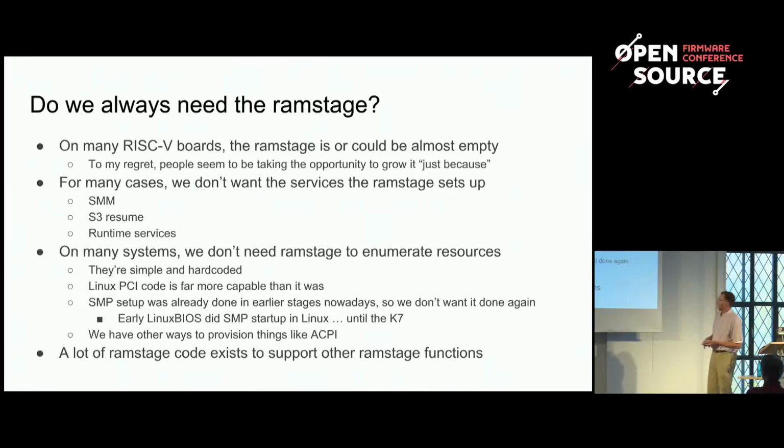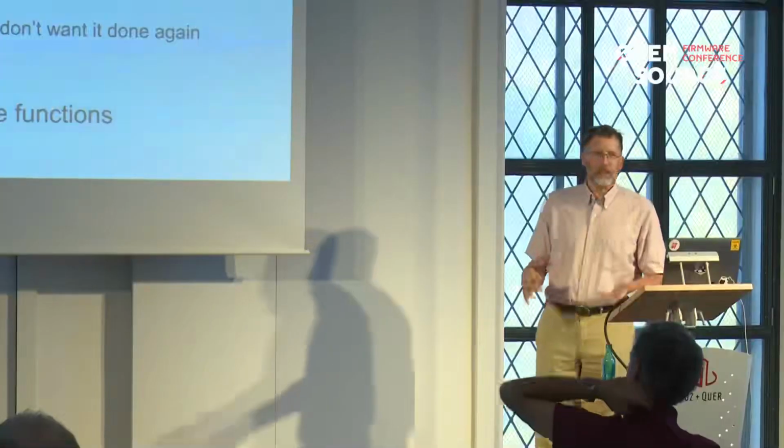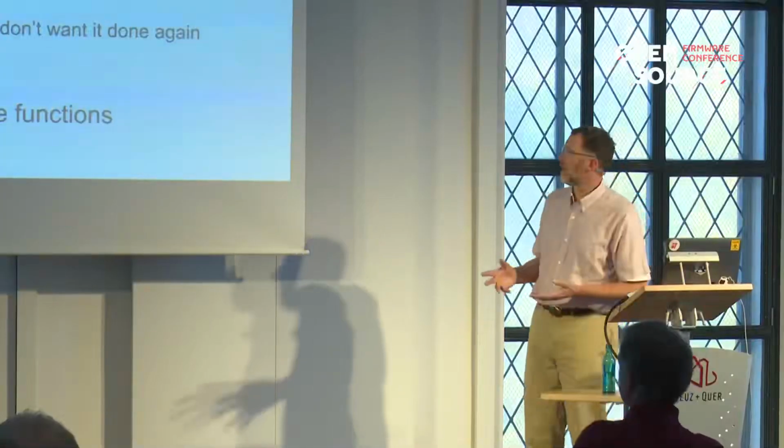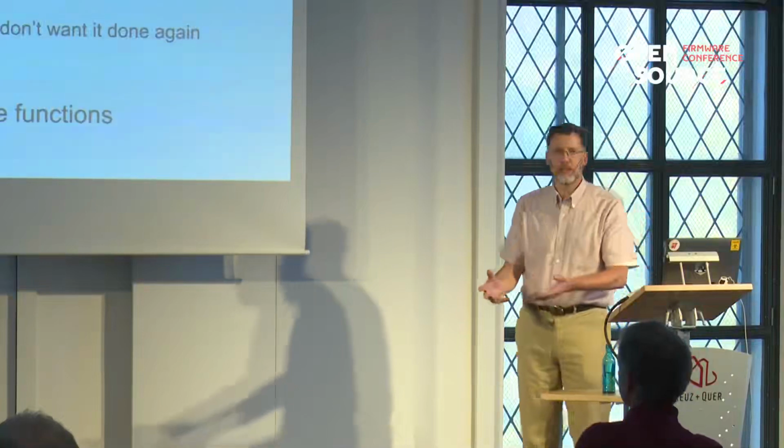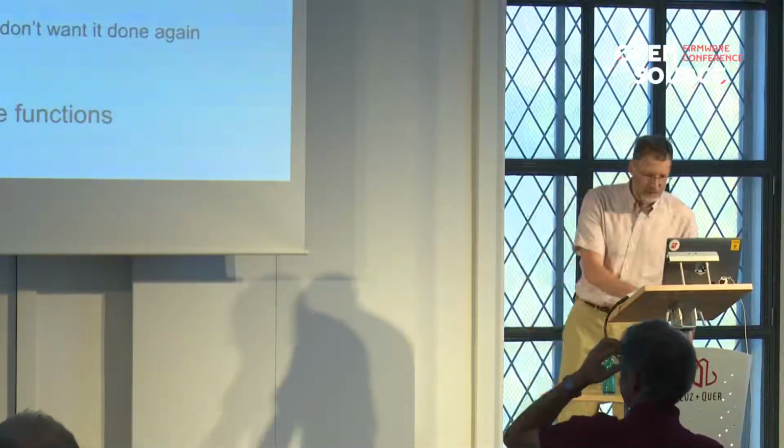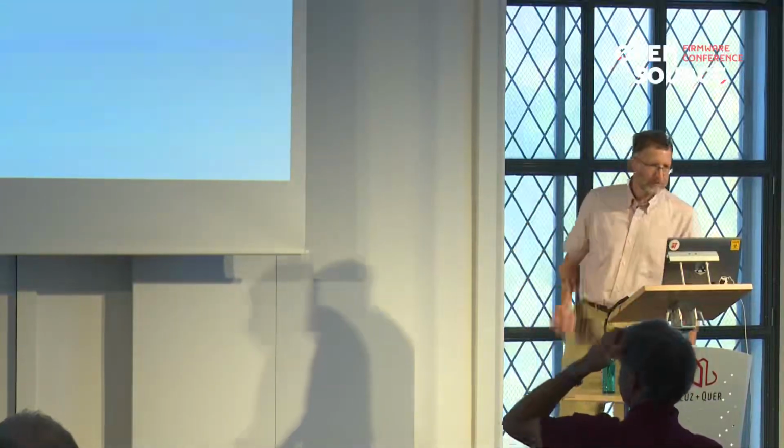And SMP setup, actually in the earliest days of LinuxBIOS, we did in the kernel. We did no SMP setup in LinuxBIOS until about 2001 or 2, when we had to deal with the K7, which had a very odd style of SMP setup. And we have other ways to provision things like APIs. So if you look at the RAM stage, a lot of it is there, arguably, to support other parts of the RAM stage. So that's the reason for looking at this.